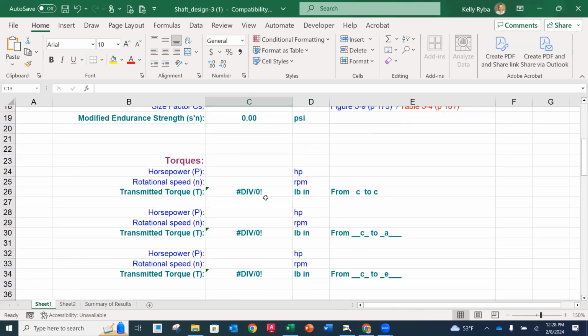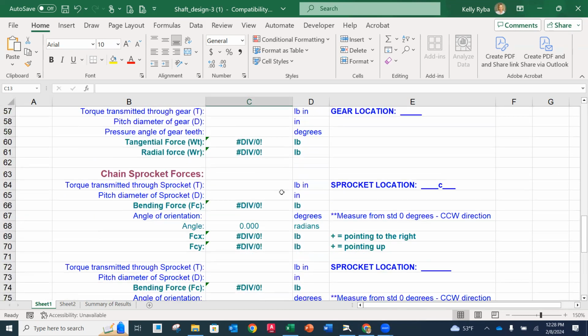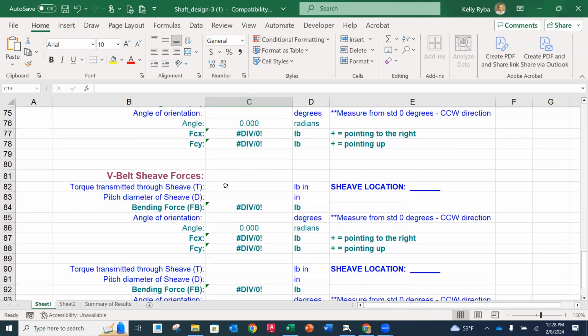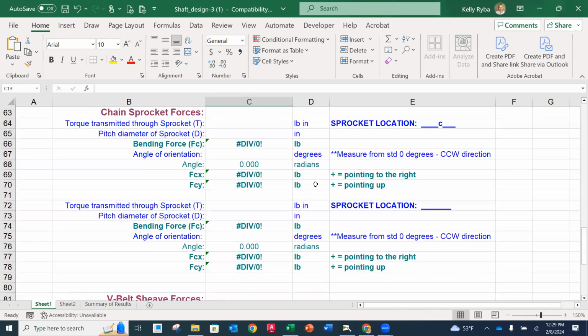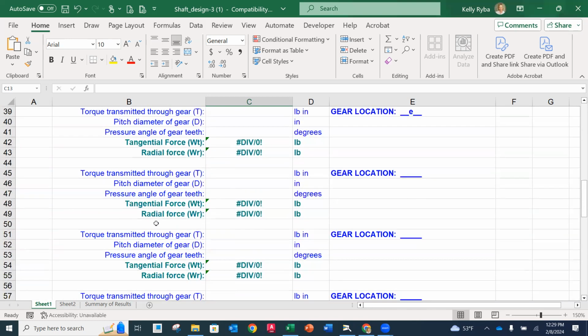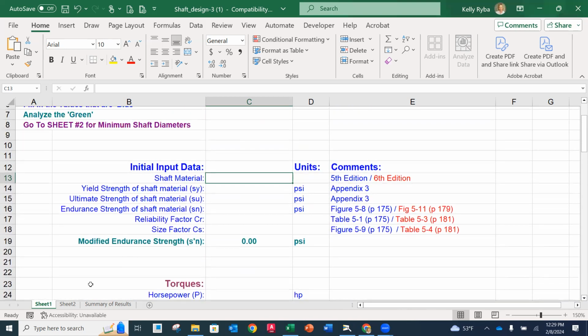Then as we go down, you're going to notice that there's some places to input torques. Okay, so it's going to calculate the torque for us. Torque isn't a hard equation, but as long as we're here, we have it. And then you're going to notice that we have gear forces, and we have chain sprocket forces, and we have V-belt sheave forces. Okay, so we're going to be actually seeing how this works. The first example we're going to do is just going to be gears. And then the second example we're going to do is going to incorporate both chains and sheaves as well. Okay, now that's kind of the input sheet number 1, the initial information that we're going to be needing.